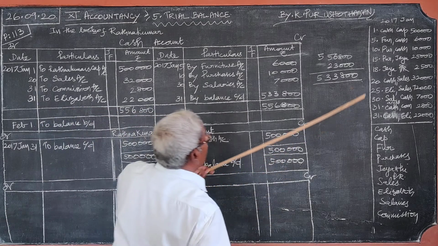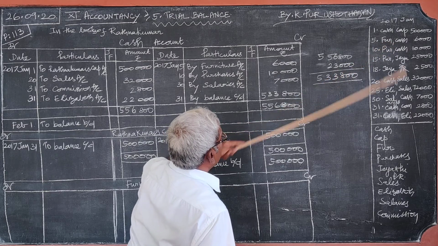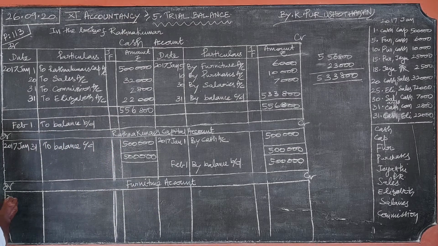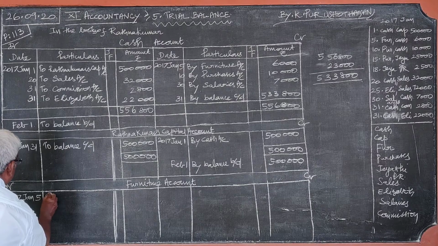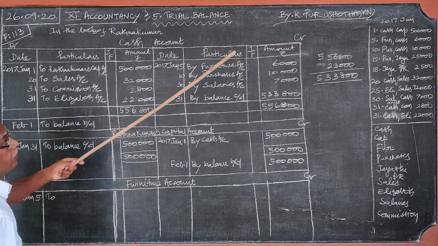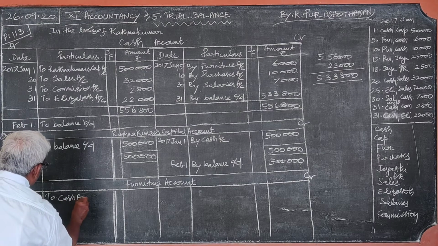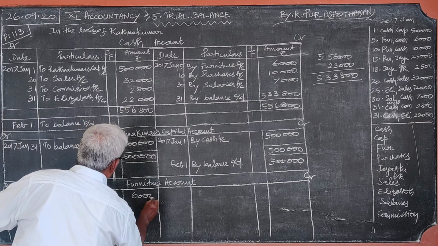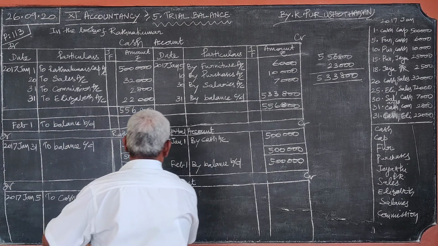Where does the furniture appear? On 5th. This is the only place where furniture appears. So on 5th, January 5th, 2017. What is coming along with the furniture? Cash. Therefore, to cash account. How much is the amount? 6,000. No more entry for furniture. Close the ledger.